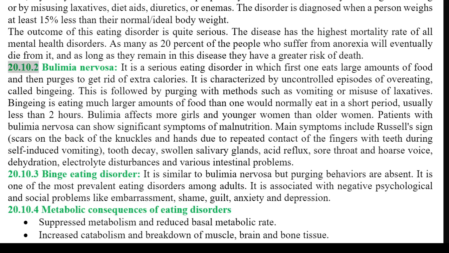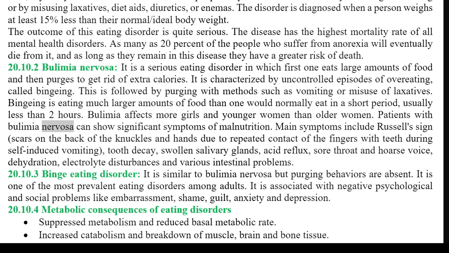20.10.2 Bulimia nervosa. It is a serious eating disorder in which one first eats large amounts of food and then purges to get rid of extra calories. It is characterized by uncontrolled episodes of overeating, called binging. This is followed by purging with methods such as vomiting or misuse of laxatives. Binging is eating much larger amounts of food than one would normally eat in a short period, usually less than 2 hours. Bulimia affects more girls and younger women than older women.